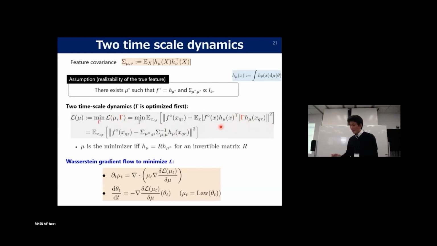If you minimize over gamma with a fixed mu, then you have an explicit form of the objective function with respect to the distribution mu. So we try to optimize this one. Because the objective is convex with respect to gamma, its convergence may be faster than the optimization of mu. Now we try to optimize this objective by Wasserstein gradient flow like this.